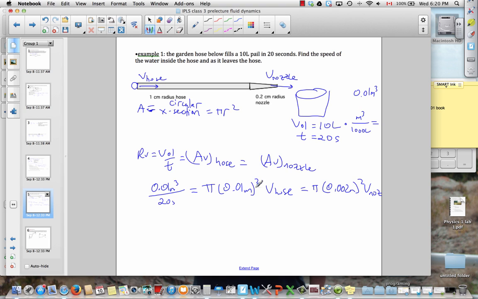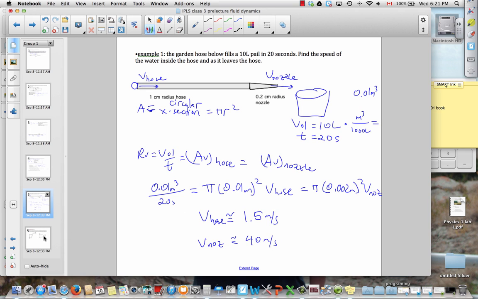So there's two equations. Here, you can solve this first statement for the speed in the hose, and it works out to about 1.5 meters per second, I think. And then you can solve this equation for the speed at the nozzle, and it works out to about 40 meters per second. It's a lot faster.